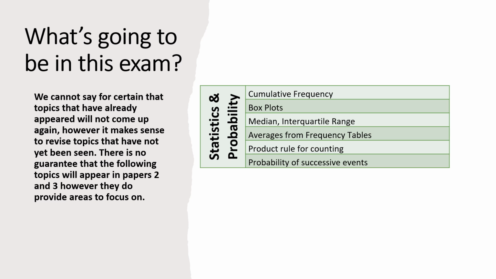Statistics and probability, so we haven't had any yet in terms of cumulative frequency, box plots, medians, interquartile ranges, averages and frequency tables, product rule for counting, and the probability of successive events, so this happening and this happening and this happening.